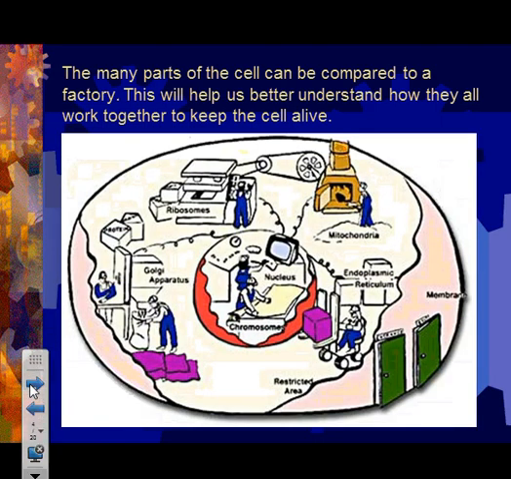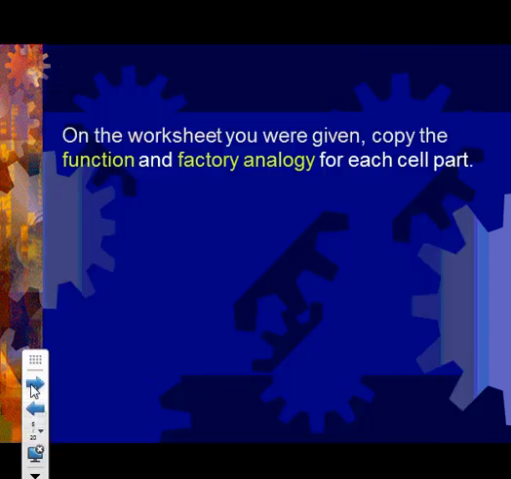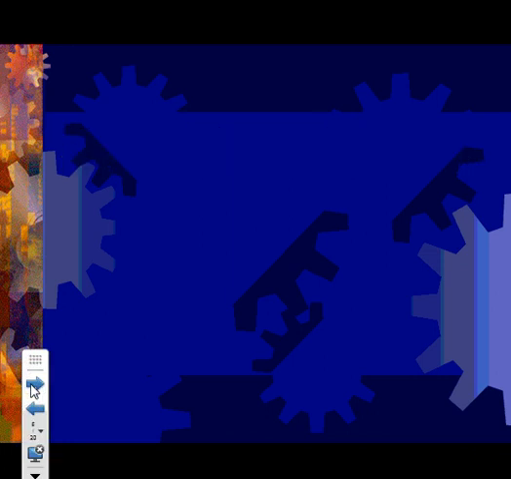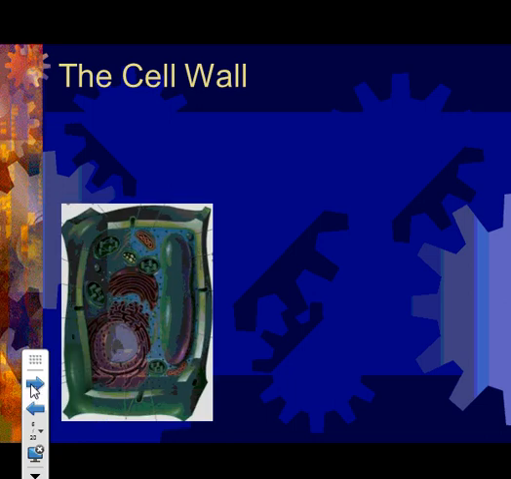The many parts of the cell can be compared to a factory. This will help us better understand how they all work together to keep the cell alive. On the worksheet you are given, we're going to copy the function and factory analogy of each cell part. So let's start with the cell wall.